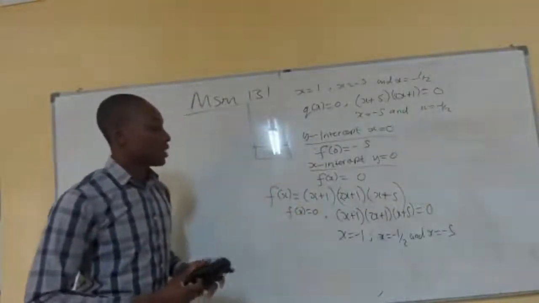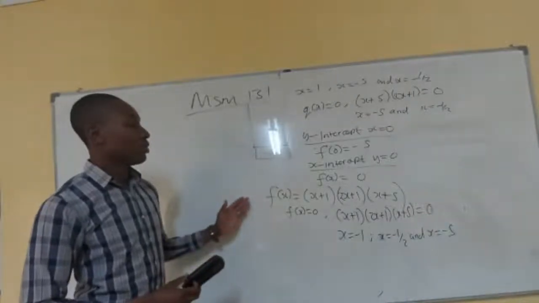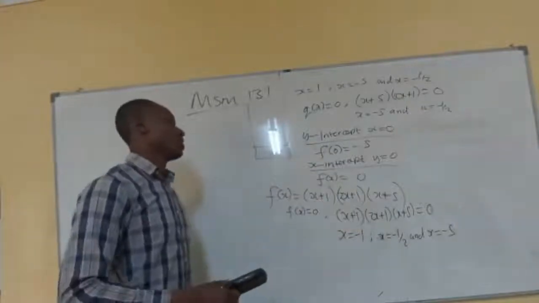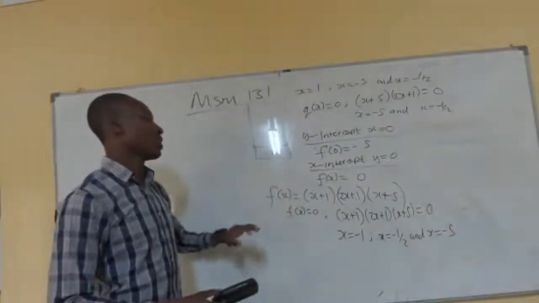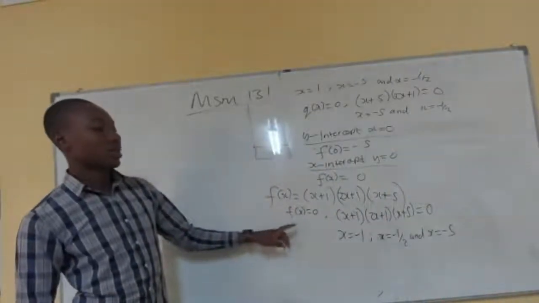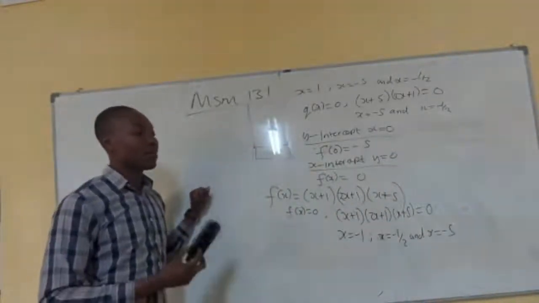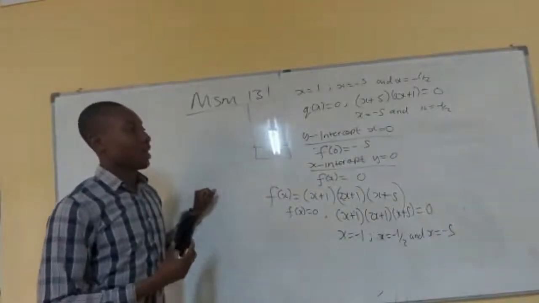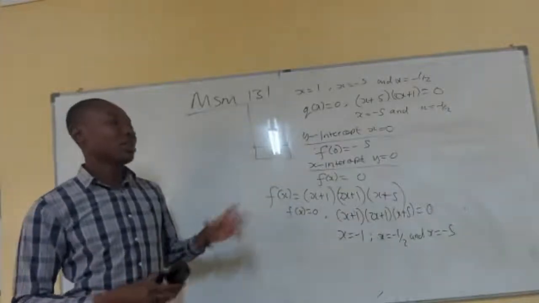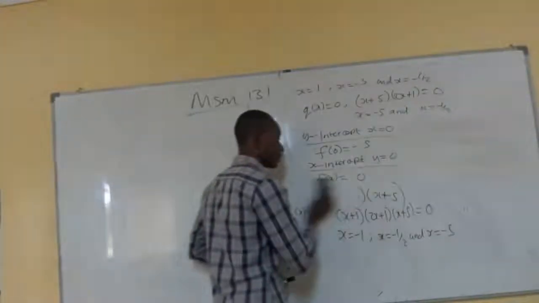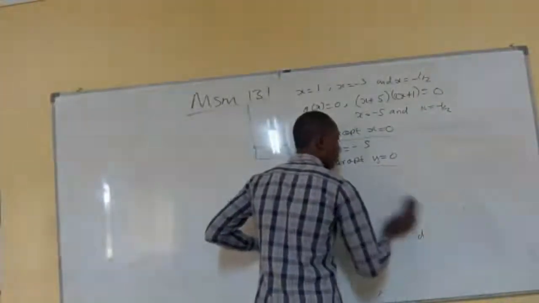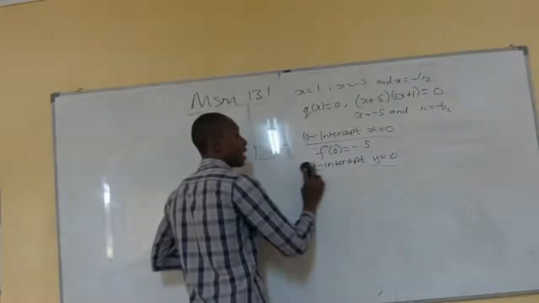We noted that f of x was this when we factorized it, so we can find the x-intercepts by equating the function to 0. But since we already factorized, we know the intercepts were -1, -half, and -5, and we have our y-intercept as -5. So we can actually sketch this cubic function. How do we sketch it?